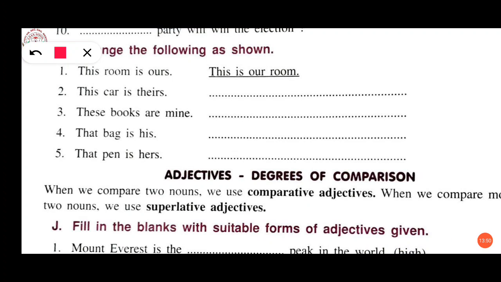Like the first one, this room is ours. We have changed this sentence into this: this is our room. Like the second one, this car is theirs. So this is their car. Third one, these books are mine. These are my books. Likewise, you have to do the next two.